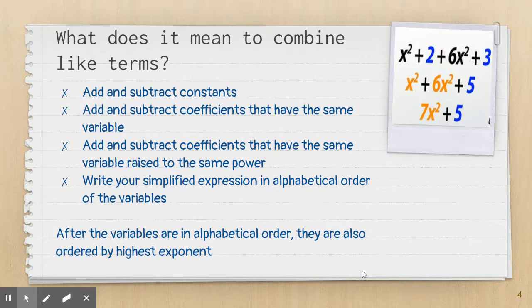And in this instance, this is your red and your green apple. X to the second power and 6x to the second power, they don't look the same per se, right? They look a little bit different because of the 6 and there's nothing in front of x. But because they have the same variable and the same exponent, they are still apples. All right, so after that, we are going to write our simplified expression in alphabetical order. So if you have an x and a y, x comes first, y comes second. And then when the variables are in alphabetical order, we then order them from the highest exponent to the lowest exponent.